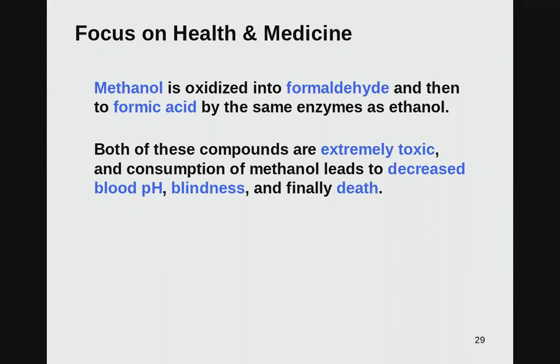So your blood pH should be consistently 7.3 to 7.4. When it goes higher than 7.7, you're in big trouble. It's called alkalosis. You can die relatively rapidly from it. It can also lead to blindness and eventually death if there's enough of it.